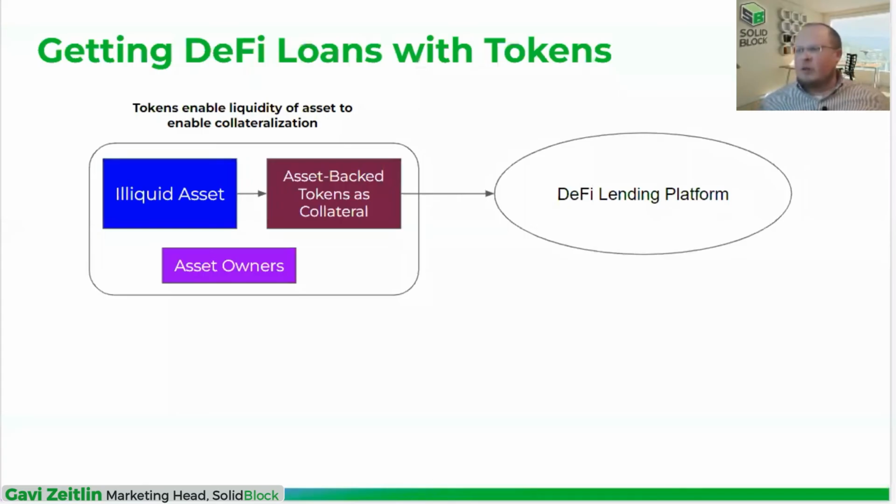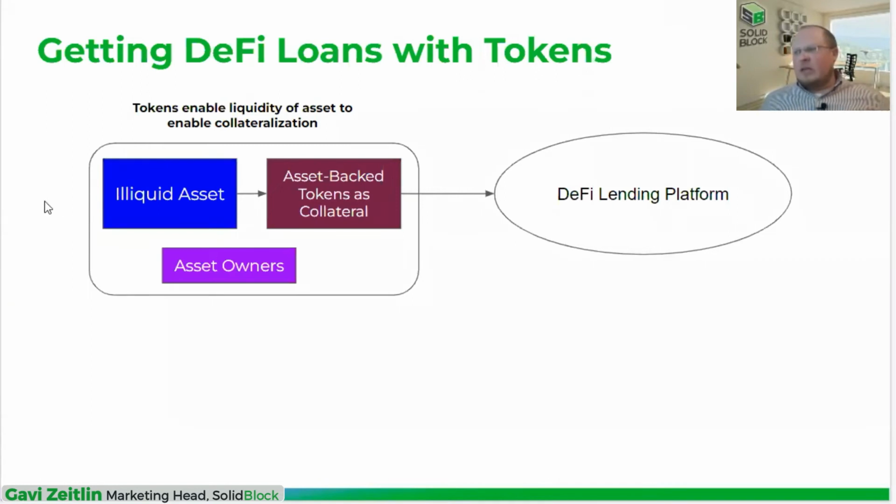But basically what it allows you to do is get a DeFi loan using your tokens. Now that you have these tokens, because they are backed by real-world assets, they have real value, and these can now be used as collateral for loans. I'll give you a little bit of an example about how this whole process works.